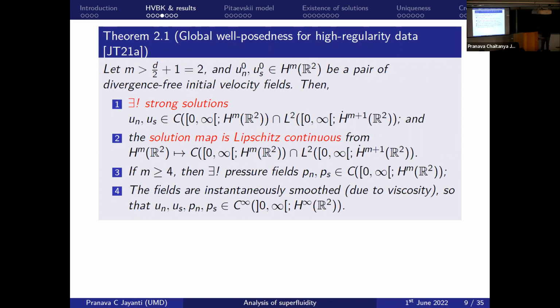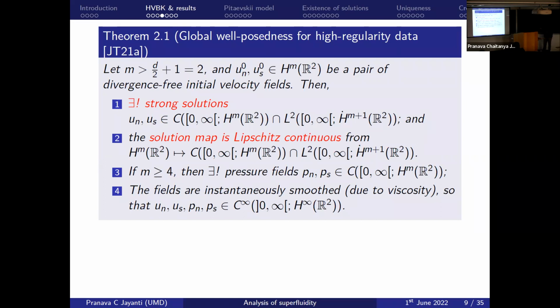Right. So we were able to establish well-posedness for this system. And the word global here is global in time, which means the solutions exist, are unique, and are continuously dependent on the initial data for an infinite amount of time.